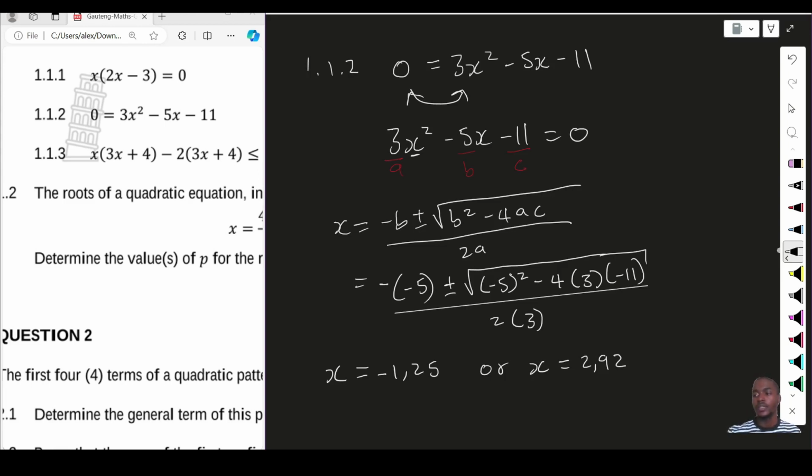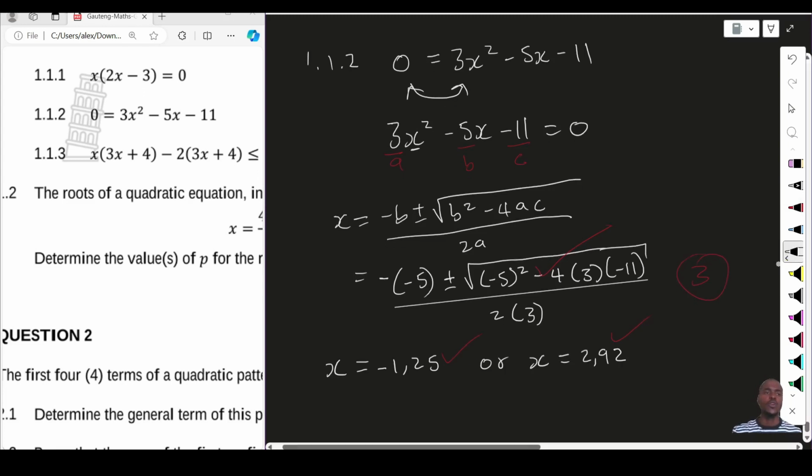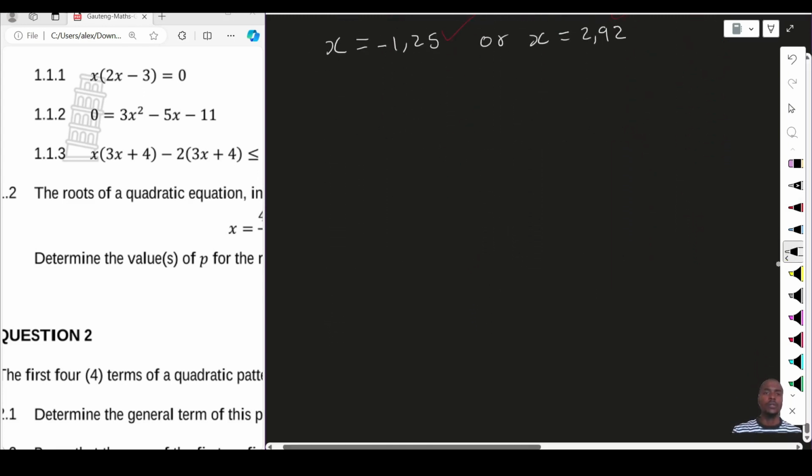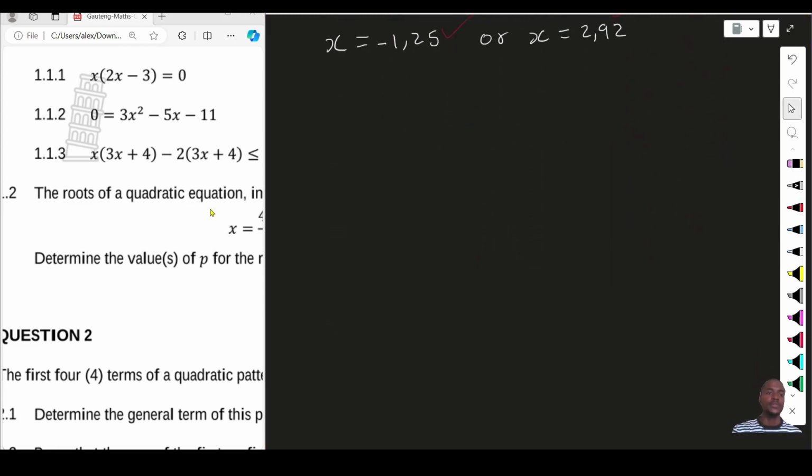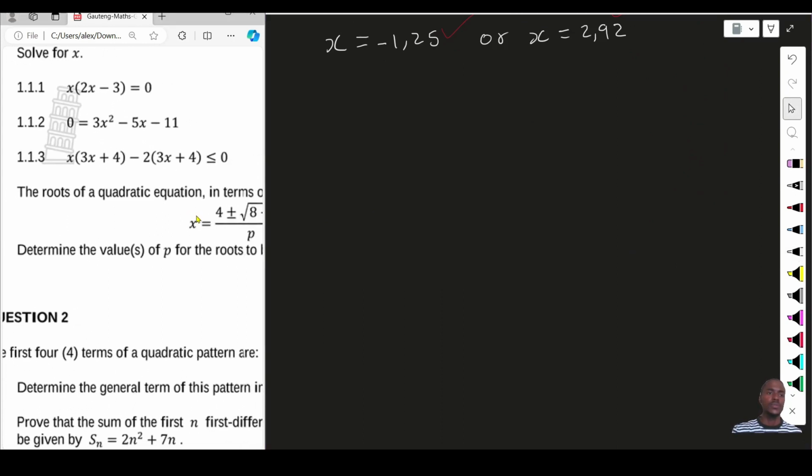Let me fix this one here so that I can see the marks. So how do we then mark this? We are going to mark the correct substitution and the two solutions. Then this is 3 marks. That's how we mark this one. Then let's move on to 1.1.3.